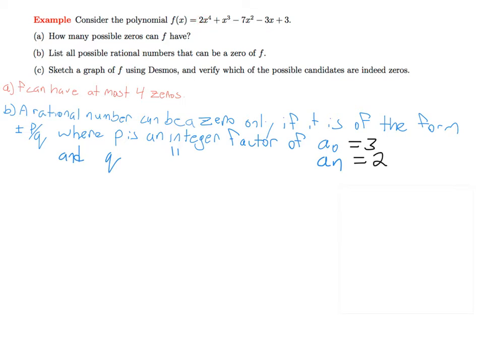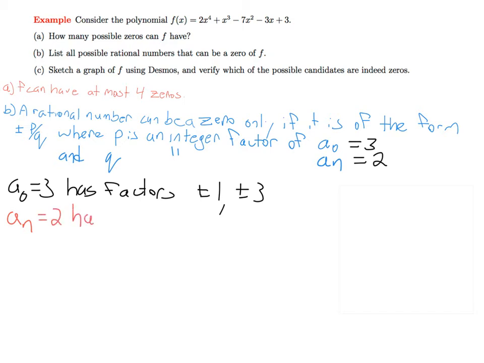So the factors of the constant term, a0 equals 3, has integer factors plus or minus 1 and plus or minus 3, and that's it. The leading coefficient, an, which is 2, has factors plus or minus 1 and plus or minus 2.